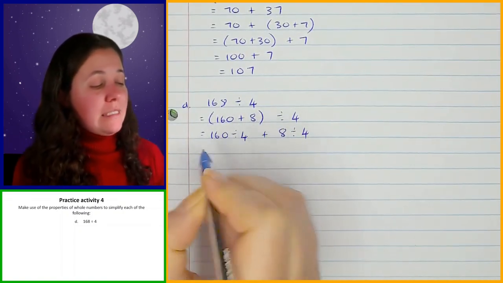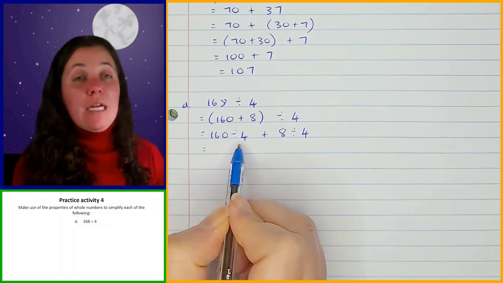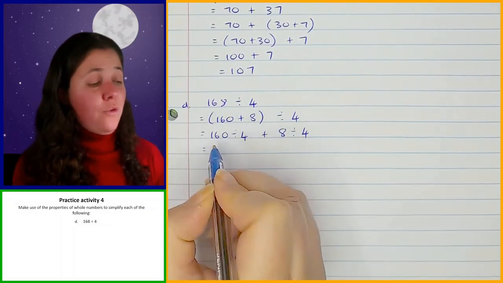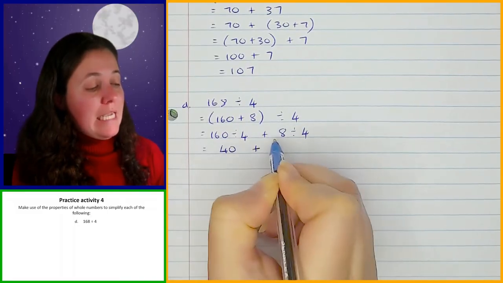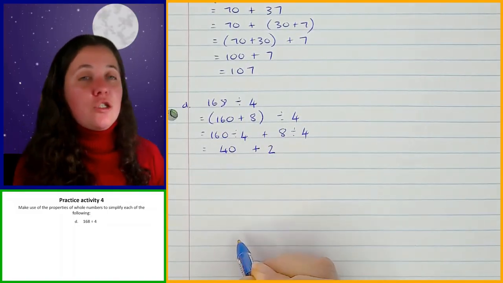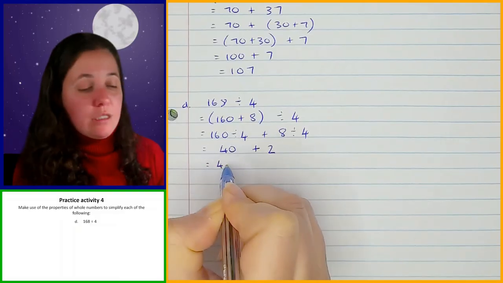So 160 divided by 4, I know that 16 divided by 4 is 4, so 160 divided by 4 will be 40. Plus 8 divided by 4 is nice and easy, that is just 2, and that gives me an answer of 42.